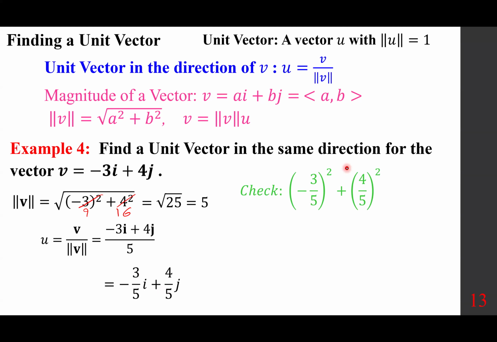So if I raise this to the power of 2, I get 9 over 25. Over here, I get 16 over 25, which is 25 over 25. And it's 1. Of course, square root of 1 is 1. Even if you don't do this part, this is good enough. Either way is fine.